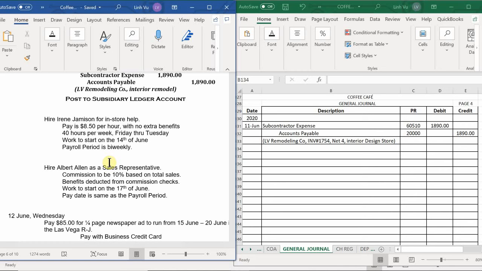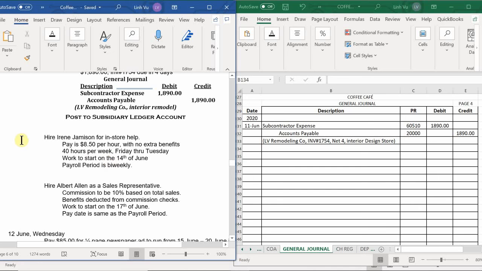She's to start work on the 14th of June. Right now it's only the 11th. Today's a Tuesday, so she's going to start this Friday. So she's scheduled to work on the 14th. Payroll period is bi-weekly. This is where I'm going to be introducing you to the payroll tables, or the employee section of the subsidiary ledger.